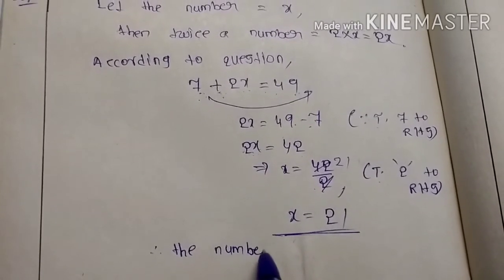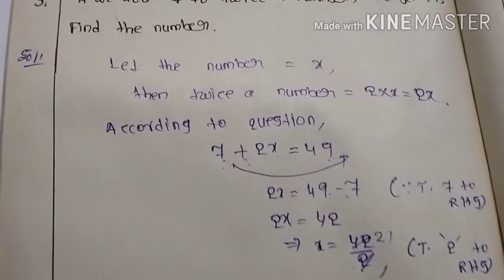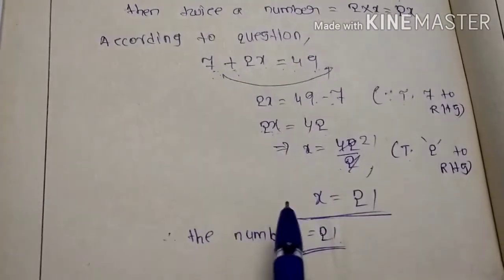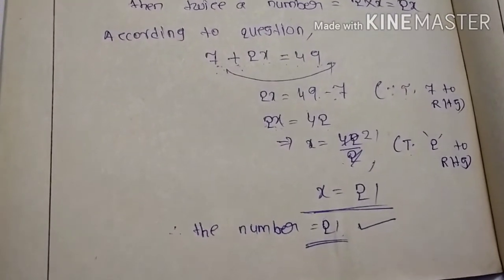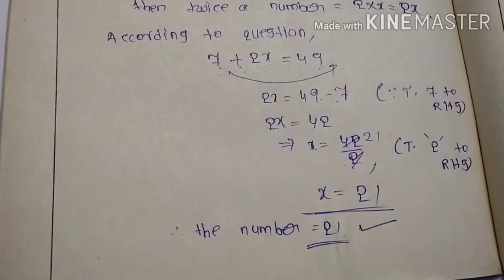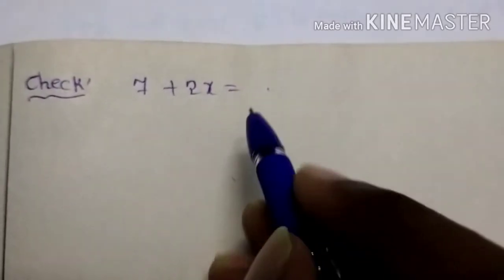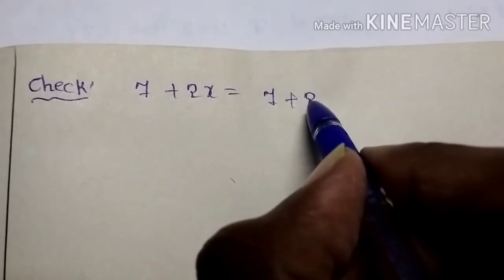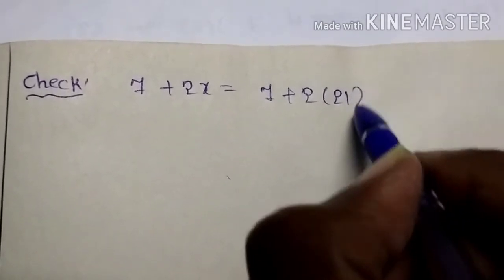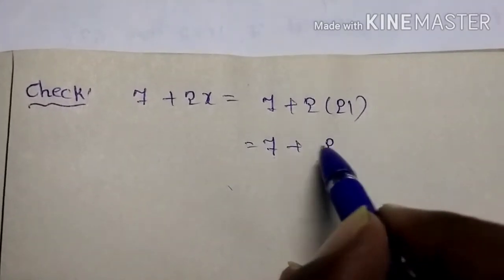The number is equal to 21. What they are asking here is to find the number. See here, the number should be 21. This is your solution of the given question. See here, check: 7 plus 2x is equal. See here, 7 plus 2 into the x value, which is 21. That means 7 plus 2 ones are 2, 2 twos are 4.